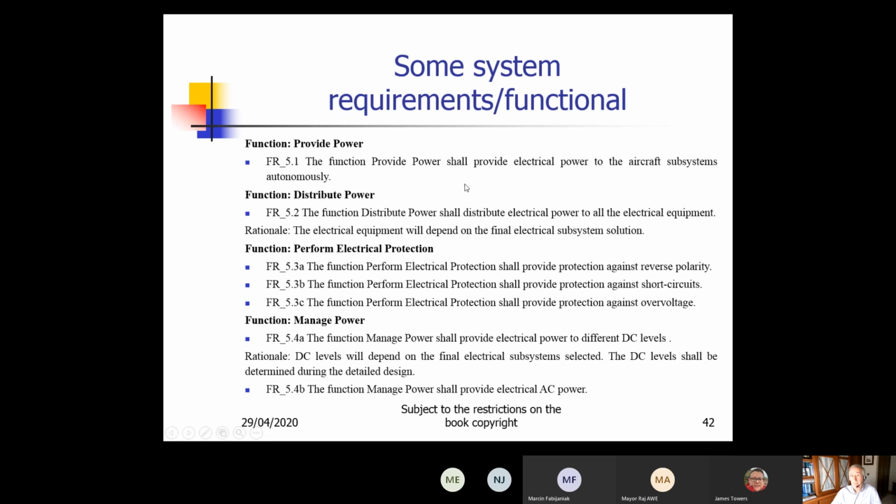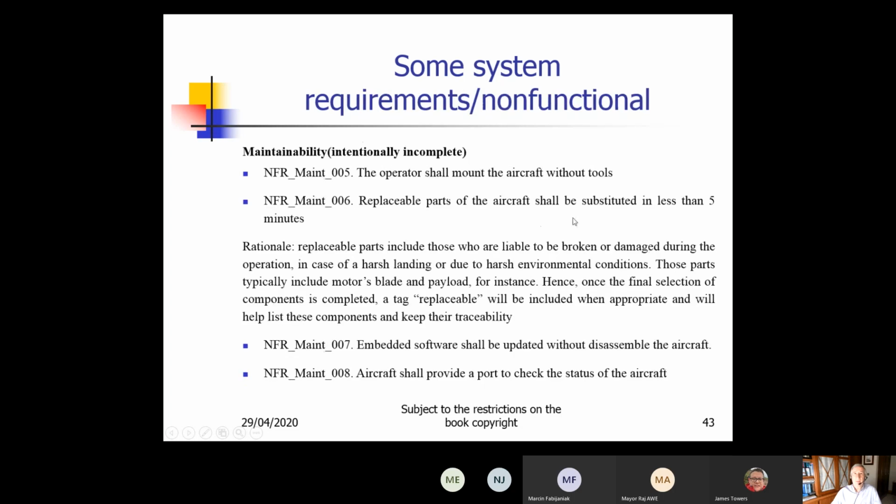Here we can use templates, boilerplates, to describe each requirement. Also, we represent non-functional requirements, and for these we also use templates. A very important issue is not only to represent the requirement textually, but also to represent the rationale of each requirement. It's a very good best practice for each requirement to have its rationale. Here we have requirements related to maintainability.